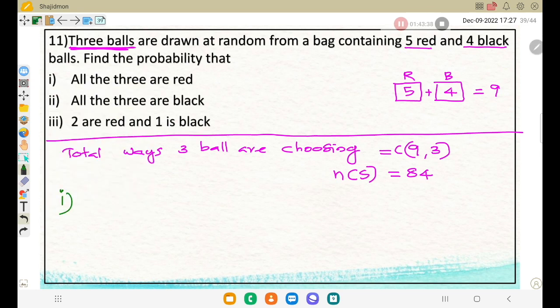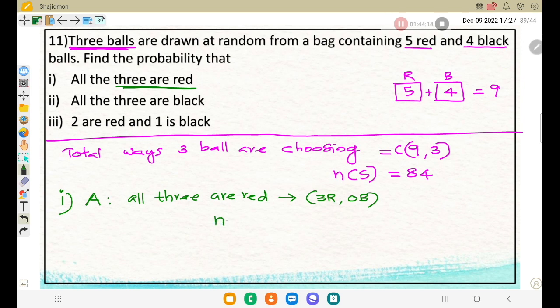What is the first part? All the 3 are red color balls. 3 balls we have chosen already, and all 3 are red. That is the question. So we can define the event A as all 3 are red. That means we are getting 3 red balls and 0 black balls, because only 3 are chosen. All 3 red means 3 red but 0 black balls.